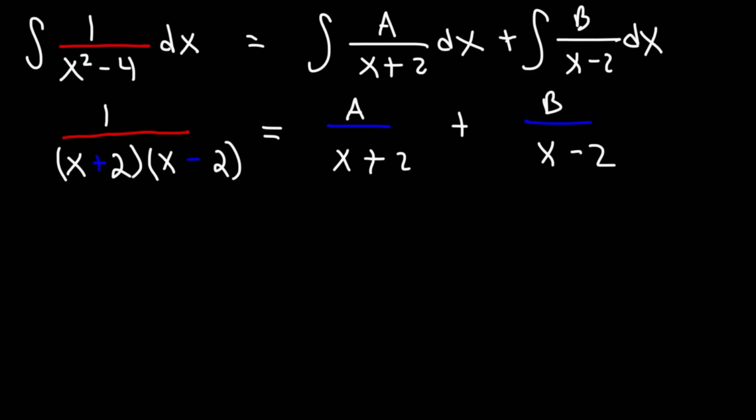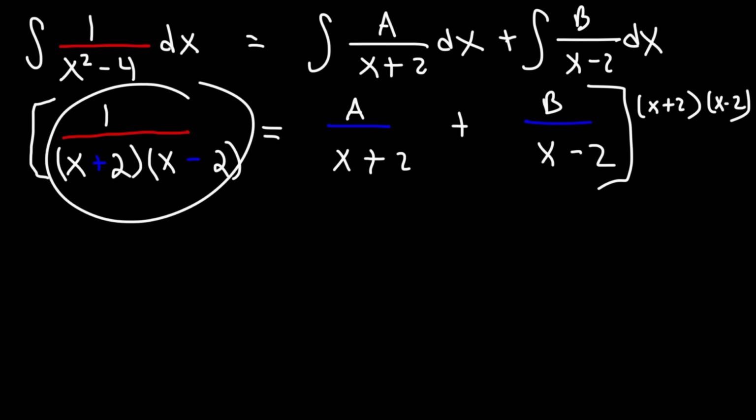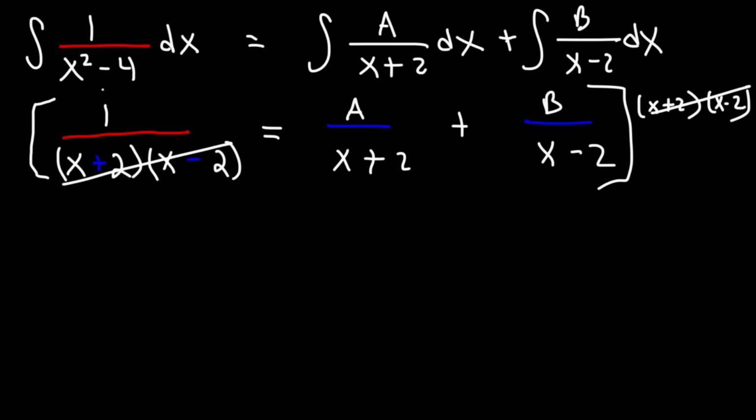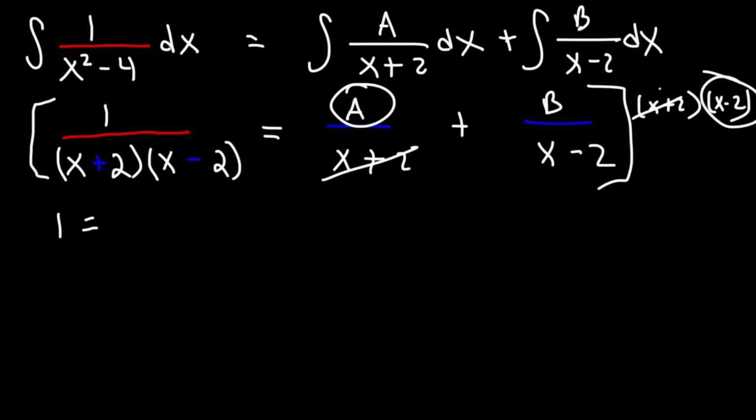So what we're going to do right now is multiply every term by the denominator on the left side. So that is by x plus 2 and x minus 2. So when multiplying this fraction by these two factors, this is going to cancel, and we're going to be left with 1 on the left side of the equation. If we take a over x plus 2 and multiply by x plus 2, x minus 2, the x plus 2 factors will cancel, leaving behind a times x minus 2.